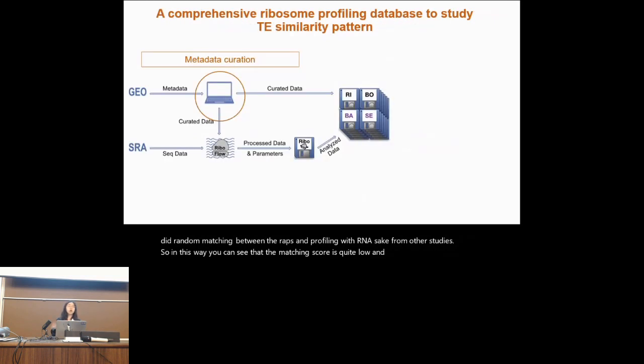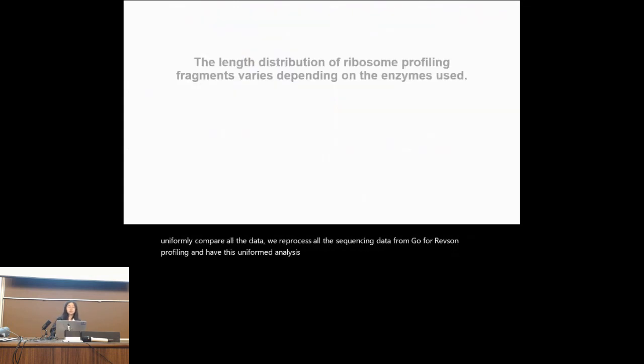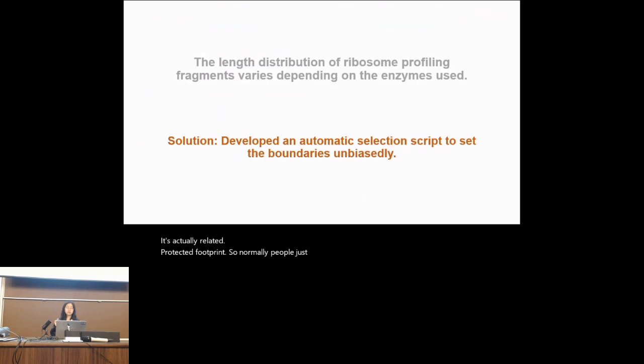And besides that, in order to uniformly compare all the data, we reprocess all the sequencing data from GEO for ribosome profiling and have these uniform analysis results. And here I also want to highlight something that we're missing from the currently available ribosome profiling data sources. One thing is they have the TE data, and another thing is how they analyze the ribosome profiling data, which is actually related to the ribosome protected footprint.